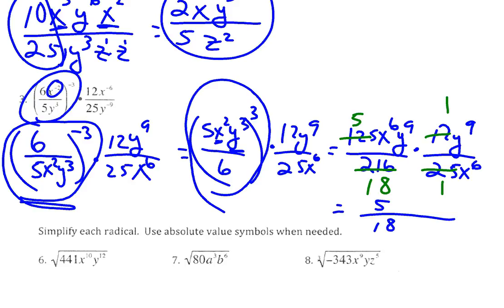Letter-wise, where's there more x's? Well, it's a tie. I got x to the 6th and x to the 6th. So they just undo one another. They cancel each other out. And then on top, I got y to the 9th and y to the 9th. That's y to the 18th. So it's 5y to the 18th over 18.